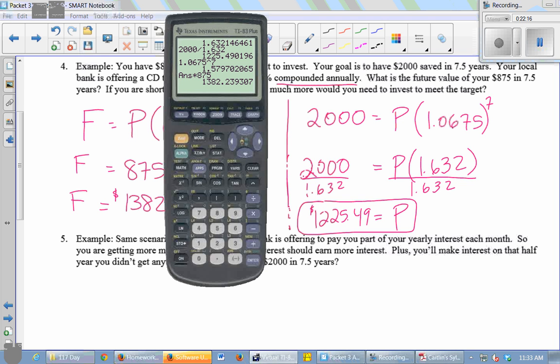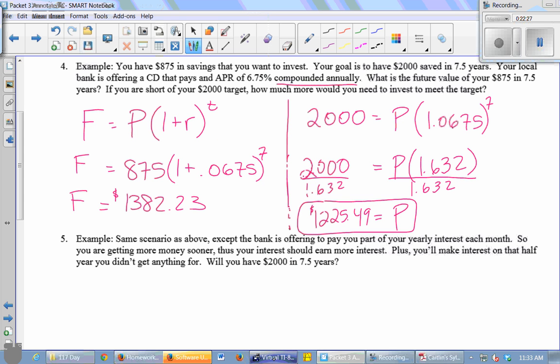So if your money is in there for half a year, you don't earn interest on that until it's been in there for a whole year. So if you take it out after 7.5 years, you've only made interest for 7 years. If you want the interest for the last year, you have to leave it in till the end. That's how it works when you compound annually.